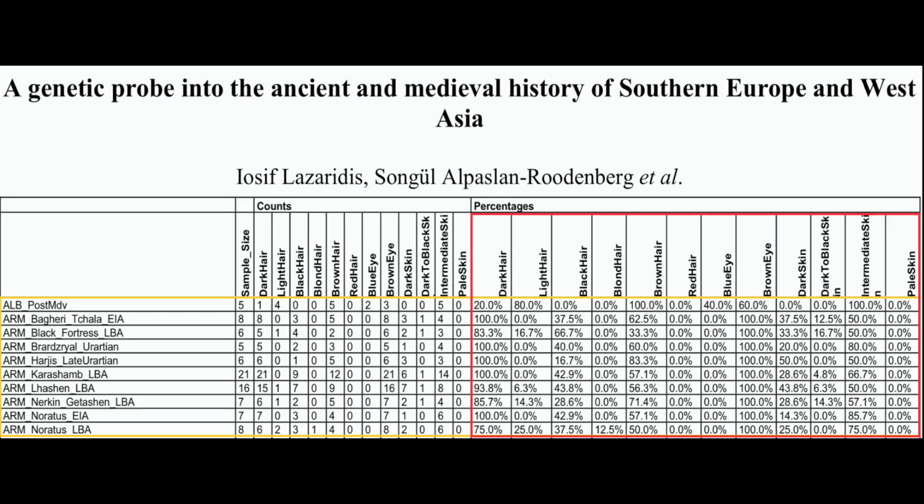And here is another segment in the paper dealing with Armenia, and you can pause to check out the percentages, but basically 0% pale skin in all of them.